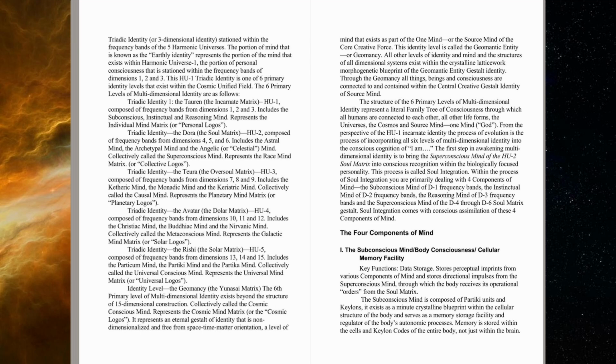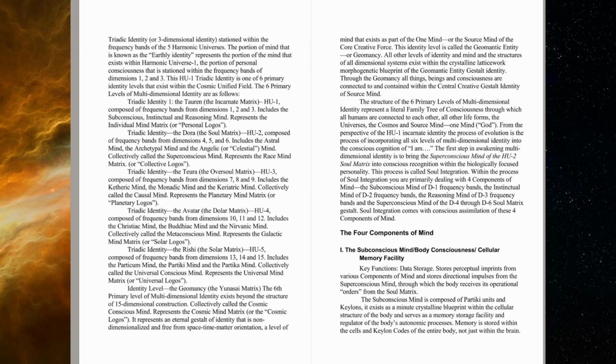The portion of mind that is known as the earthly identity represents the portion of the mind that exists within harmonic universe 1, the portion of personal consciousness that is stationed within the frequency band of dimensions 1, 2, and 3. This HU1 triadic identity is one of 6 primary identity levels that exist within the cosmic unified field. The 6 primary levels of multidimensional identity are as follows. Triadic Identity 1, the Taran, the Incarnate Matrix, Harmonic Universe 1, composed of frequency bands from dimensions 1, 2, and 3, includes the Subconscious, Instinctual, and Reasoning Mind, and represents the individual mind matrix or personal logos.